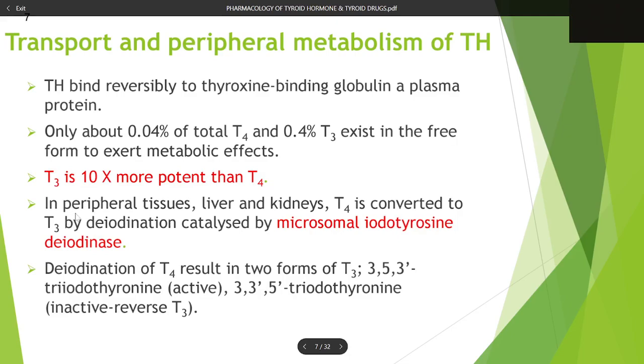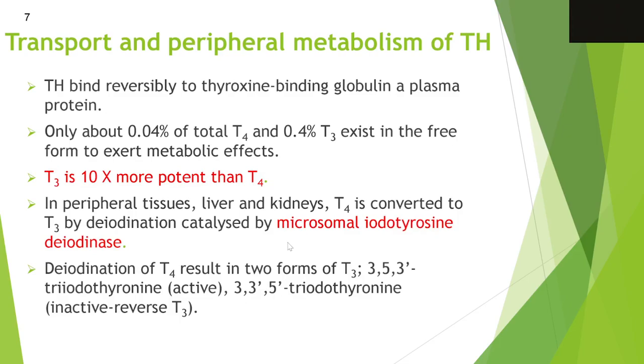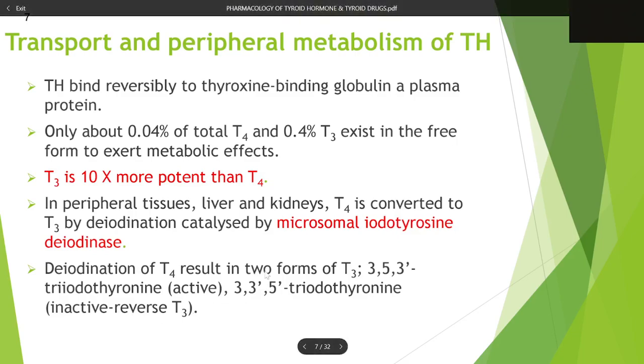Now, in peripheral tissues, which include the liver as well as the kidneys, T4 is converted to T3 by deiodination, catalyzed by microsomal iodotyrosine dehydrogenase, the enzyme involved in the deiodination of T4 to T3. The deiodination of T4 results in two forms of T3, which include 5' 3 triiodothyronine, which is the active form, and 3' 5' triiodothyronine, which is the inactive reverse T3.